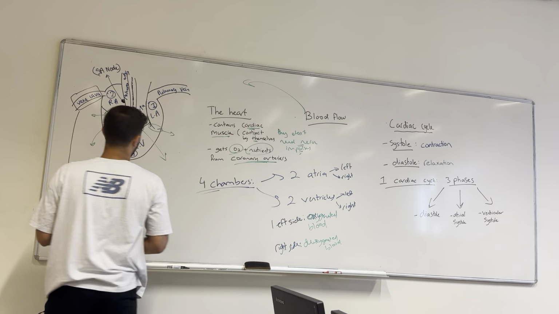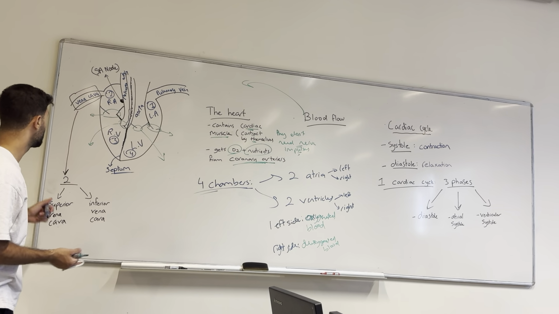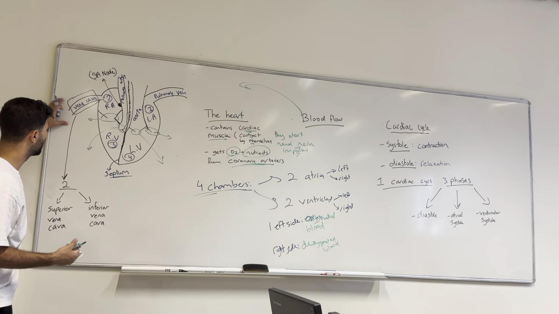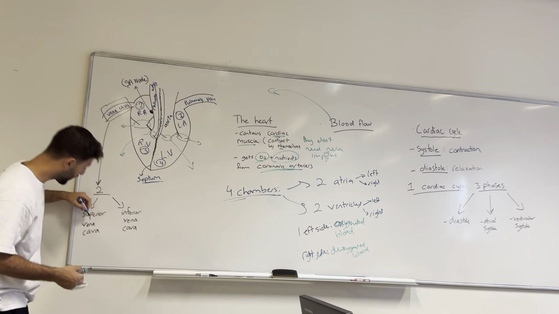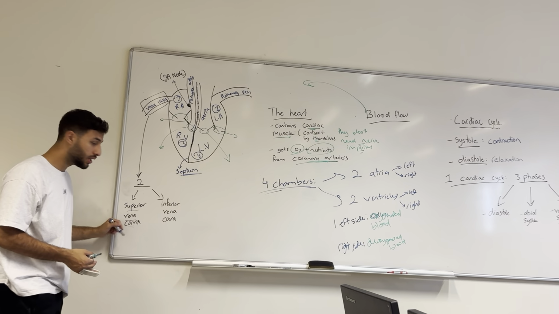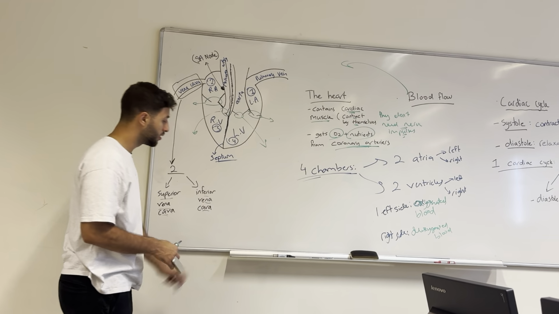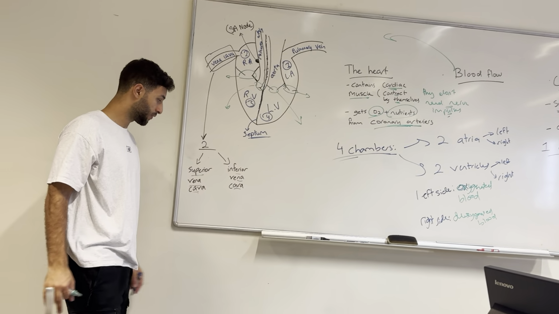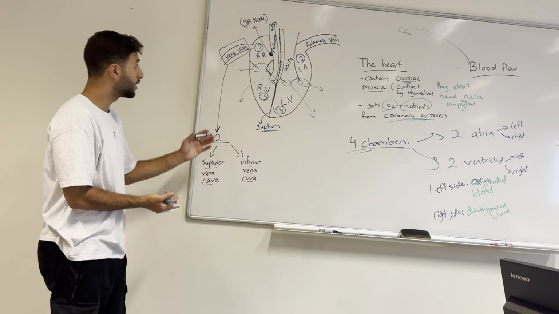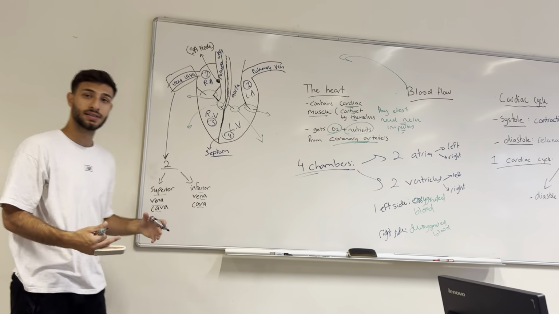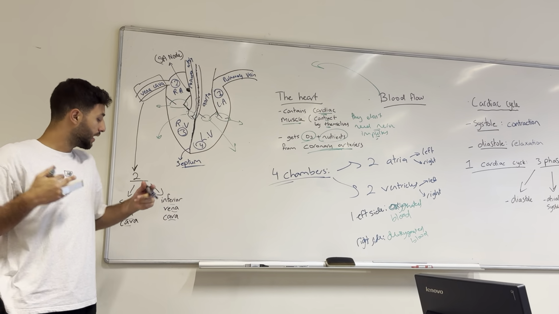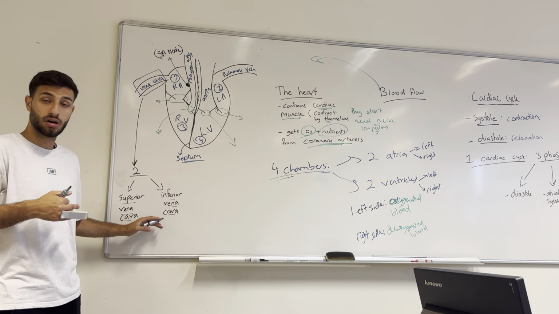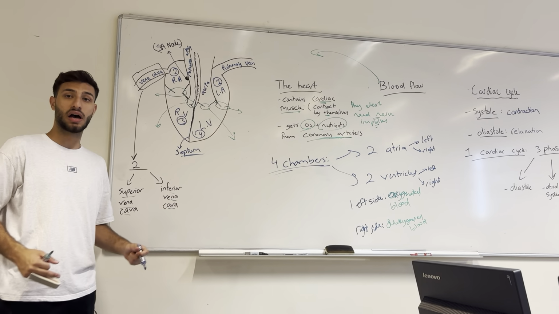So how does blood flow occur, okay? So first we have the vena cava, okay? It can be split into 2. We have a superior vena cava and we have an inferior vena cava, okay? What does superior and inferior mean? As you guys can tell, superior takes the deoxygenated blood from the upper half of our body and the inferior takes the deoxygenated blood from the lower half of our body.